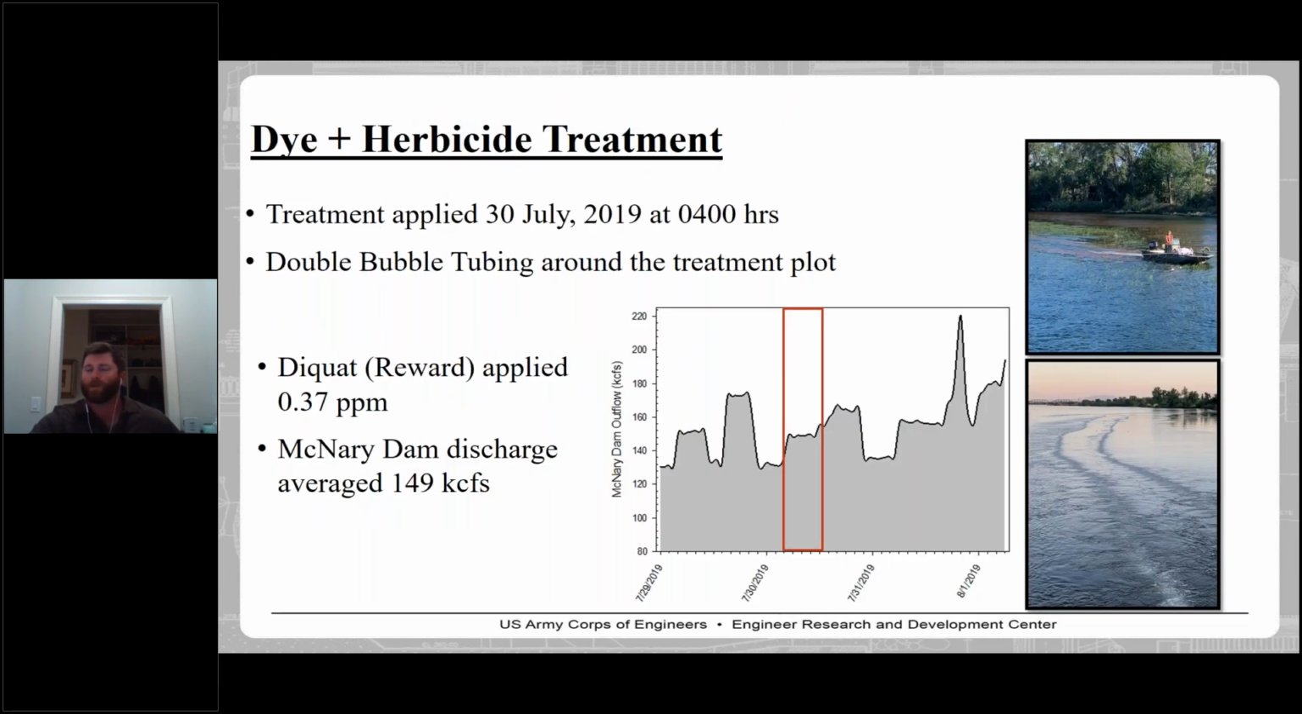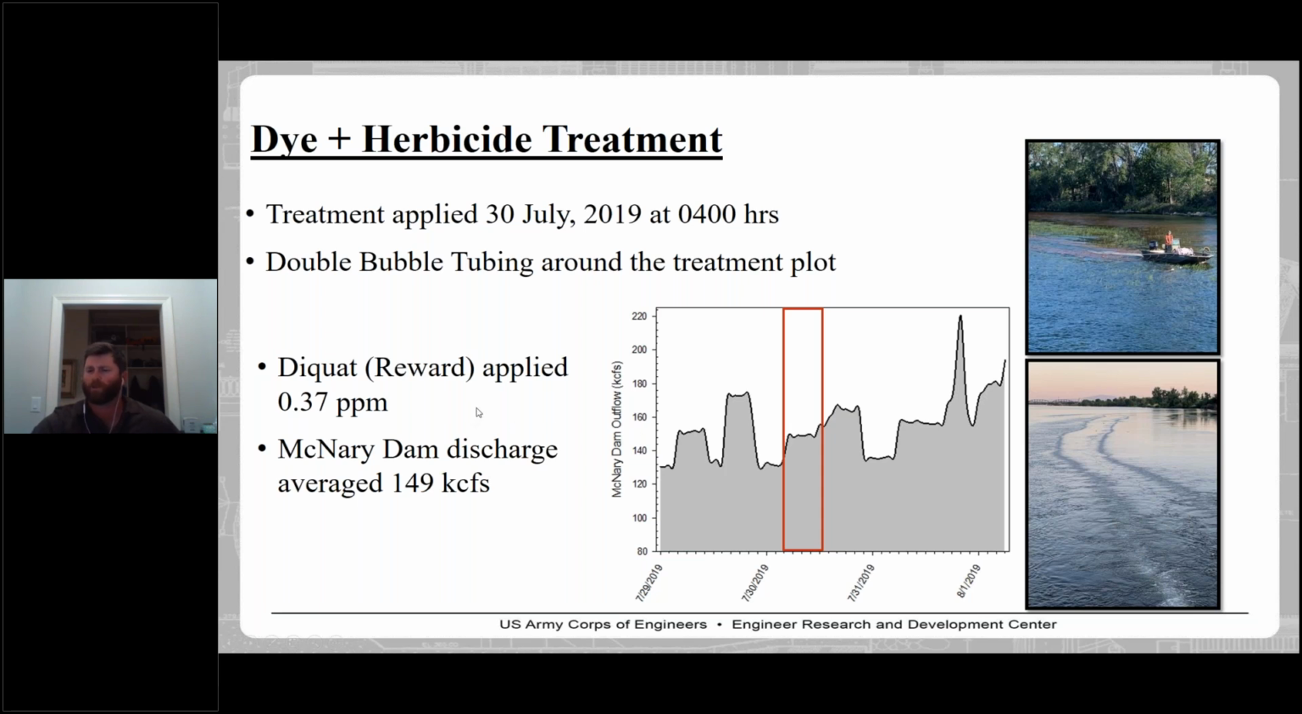So we applied the rhodamine WT dye and herbicide as a tank mix simultaneously to the treatment plot at 4 in the morning on July 30th, 2019. We had a double bubble tubing, it's kind of a tongue twister, arrangement of the curtain around the plot. You can see here in this photo on the bottom right.